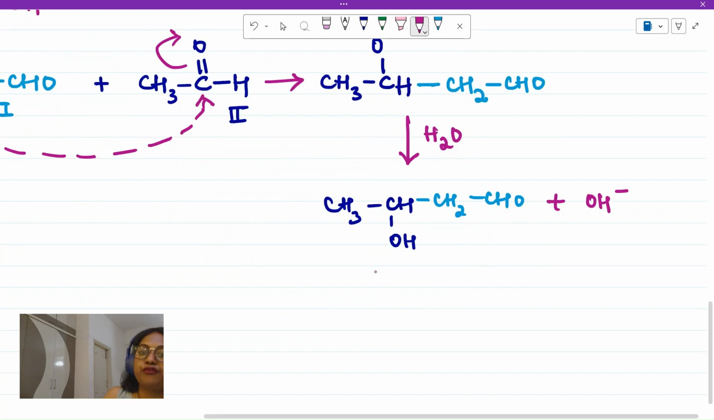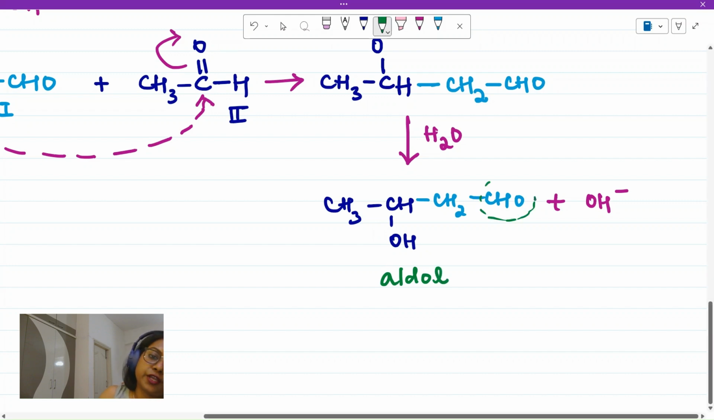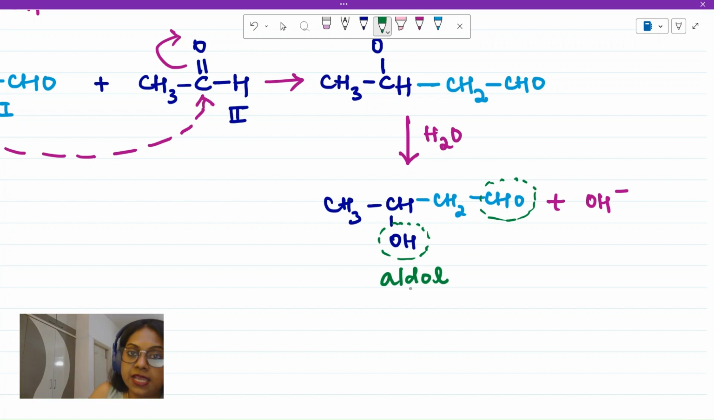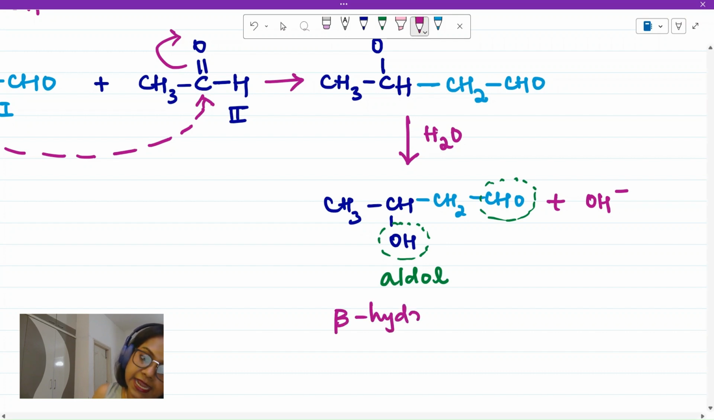And what is the name of this particular molecule that you have obtained in aldol condensation? This molecule is called an aldol. Why is it called aldol? It has an aldehydic group, CHO group, and an alcoholic group as well. So this is called aldol condensation. We've clubbed both functional groups together. It has another very interesting and specific name as well. This is also called beta hydroxy aldehyde.